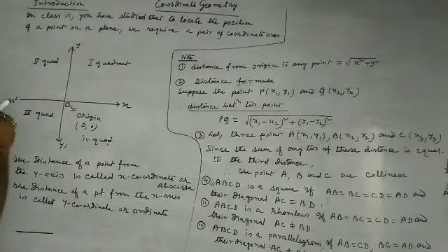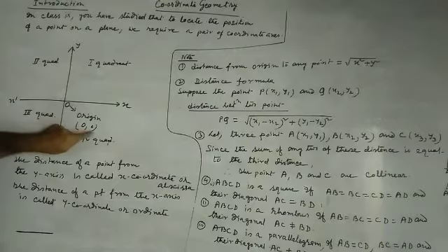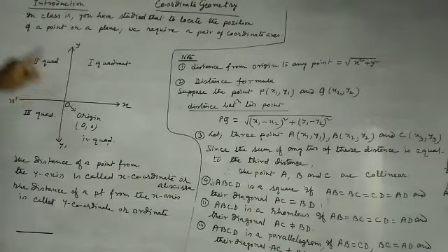So suppose XOX' is the x axis, YOY' is the y axis. The two axes intersect at the point O, that is the origin. The coordinates of the origin are (0, 0). And the two axes form four quadrants: first quadrant, second quadrant, third quadrant, fourth quadrant.